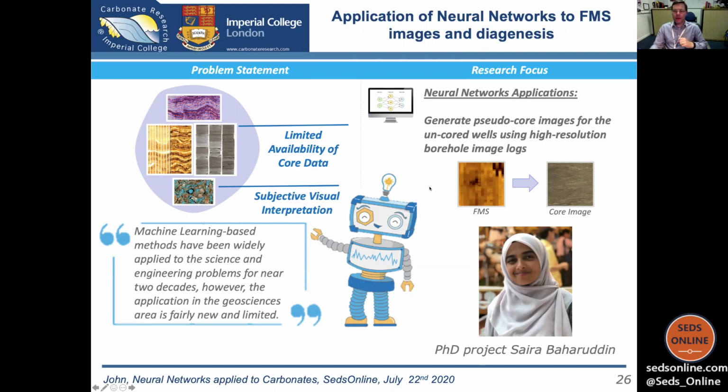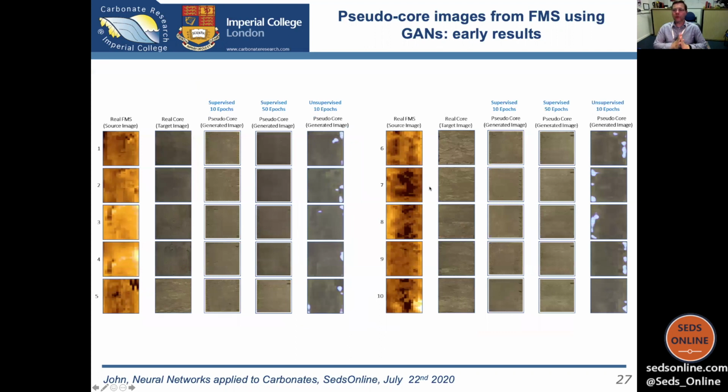So I'll show you some initial results here. Sarah has used two different types of algorithm. One is supervised, one is unsupervised. These are very early results, so it's really like a teaser. It's not the final results, but you can see here's the source FMS image. Here's the label, which is the real core target image. We focused on relatively continuous, boring, bioturbated carbonates for the moment. A target is to make this more diverse in the coming weeks.